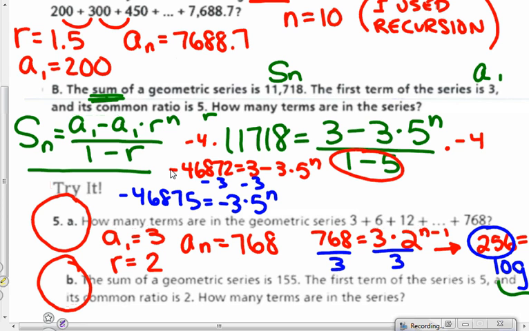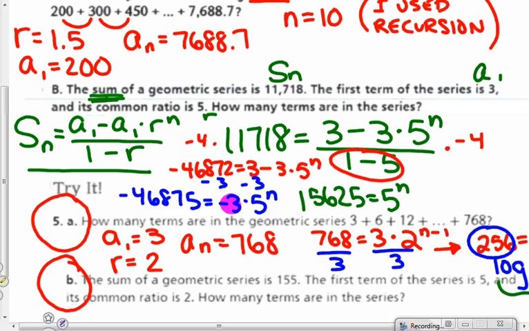Next, we'll divide both sides by negative 3, leaving 5 to the n by itself. So we're going to divide by this negative 3. We're going to get it out of there by dividing by negative 3. And that's where you should get 15,625. So 15,625 equals 5 to the n.